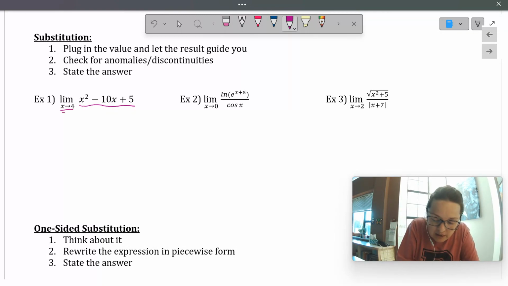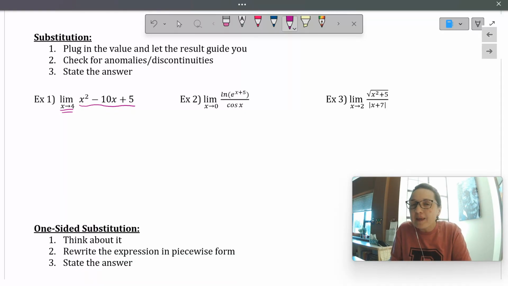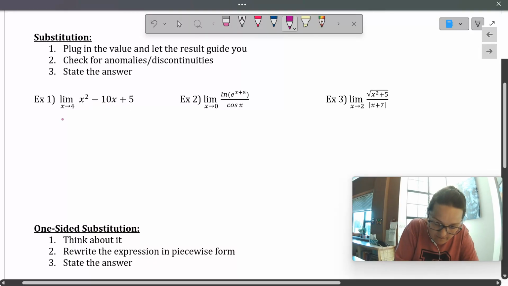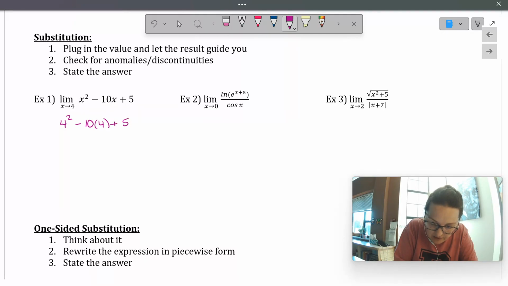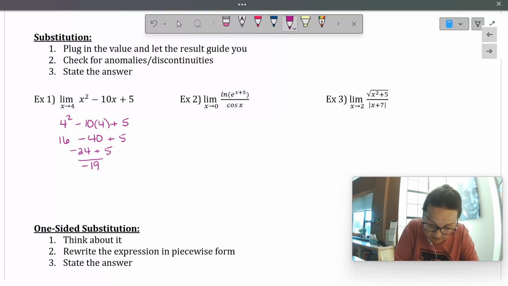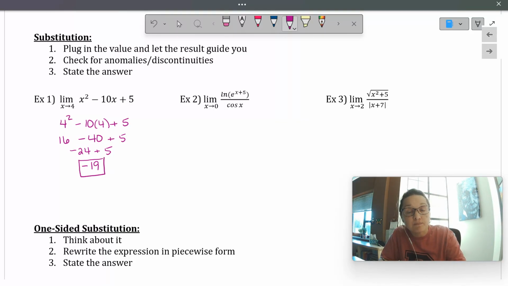So if I take the limit as x approaches 4, that's really going to be the same as the function value at 4 because nothing kinky's going on. If I want to find this limit value, I'm just going to plug 4 in for all of these x values and see what happens. 16 minus 40 plus 5, well, let's see, 16 minus 40, that's negative 24. And negative 24 plus 5 is negative 19, I think. And that is going to be my answer.